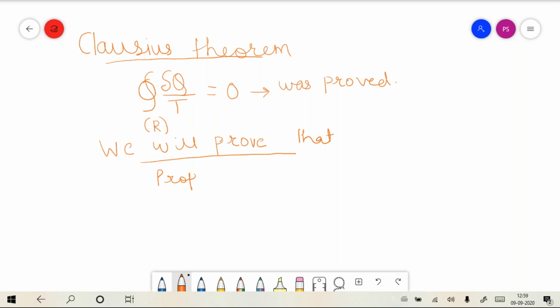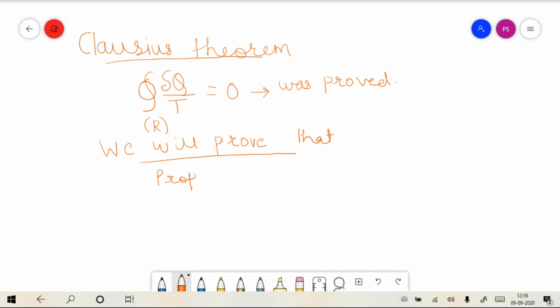So there exists a property called entropy, whose change, let us say, is given by this expression. It means that I want to prove that delta S is the integral of del q by T for a reversible process. This is to be proved.